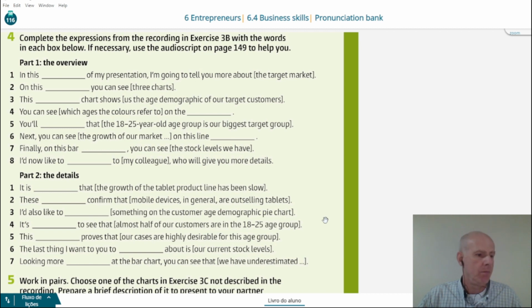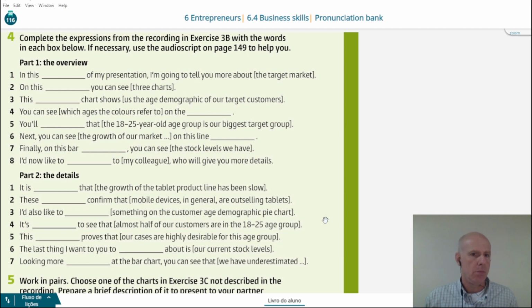I'd also like to show you something on the customer age demographic pie chart. Although our cases are high-end and not exactly cheap, it's interesting to see that almost half of our customers are in the 18 to 25 age group, and almost a quarter are in the 25 to 30 age group. This means that around 70% of our customers are in the 18 to 30 age group and are willing to pay high-end prices for our cases. This fact proves that our cases are highly desirable for this age group and they're willing to spend even though they might not have a lot of disposable income.